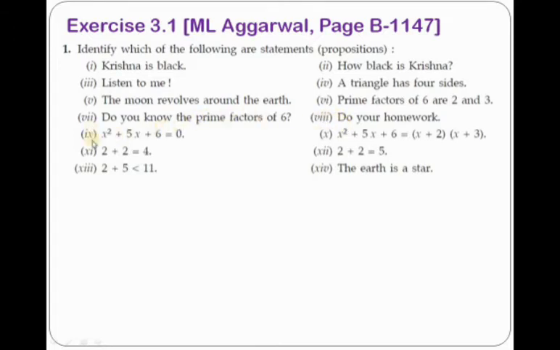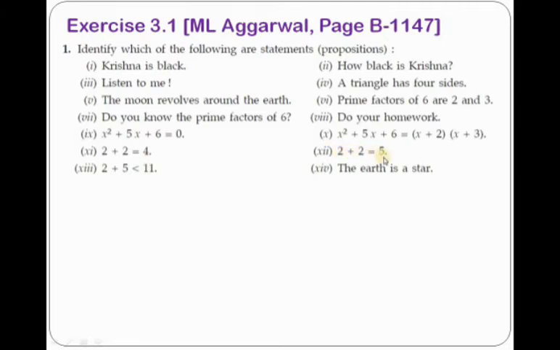Okay, so number nine says x square plus 5x plus 6 equals to 0. Okay, so we don't have any question mark, order, or a time factor. So this can be considered as a statement. Okay, very good. So again, number 10 also can be considered as a statement. Number 11 can be considered as a statement. 12 is also a statement.